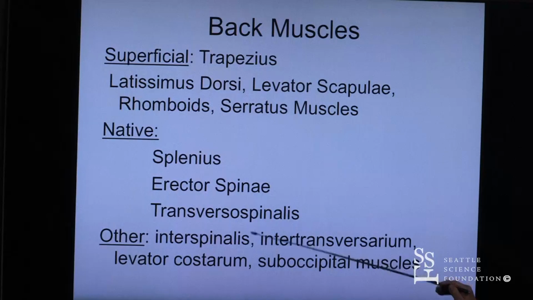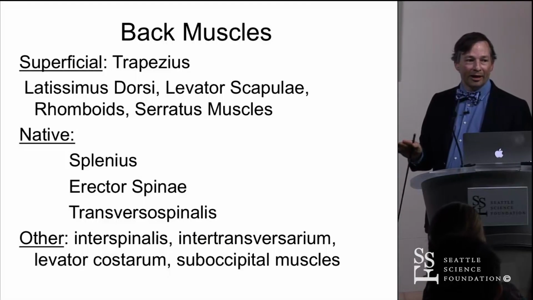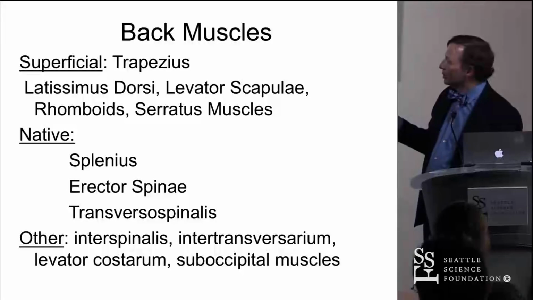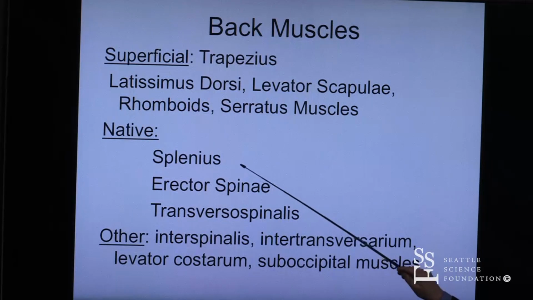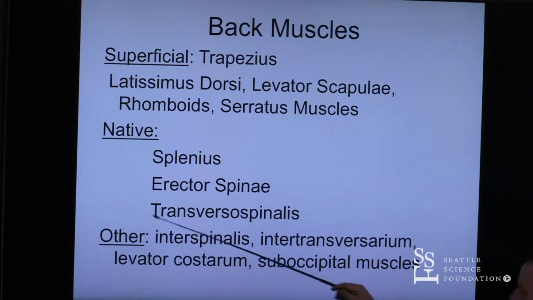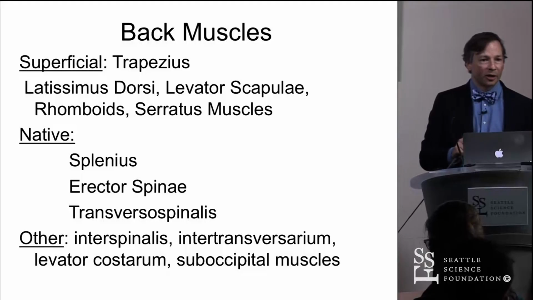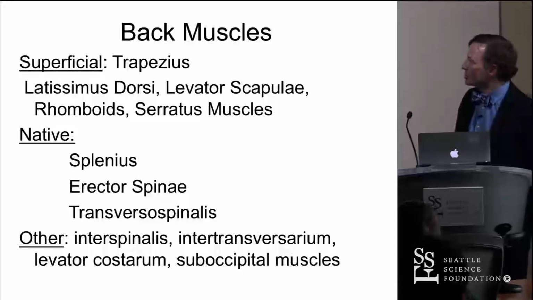We have native back muscles that started off on the back, never left, and are still there. And those are of three different varieties. We have the splenius muscle, erector spinae muscle, and the transversospinalis muscles. And then I just group this into other categories. So muscles that run between the spinous processes, interspinalis, muscles that run between the transverse processes, intertransversarium, suboccipital muscles that we'll get to that are unique in themselves, and then little muscles that run from transverse process out to a rib, or the so-called levator costorum muscles.